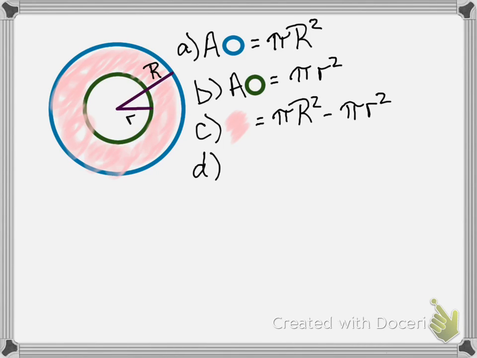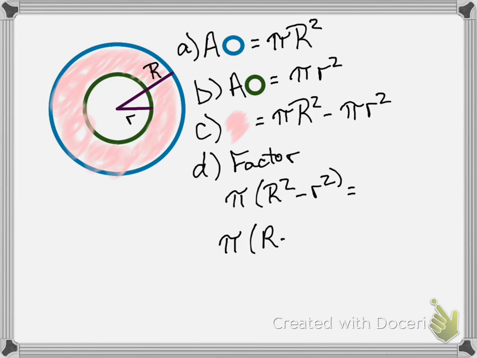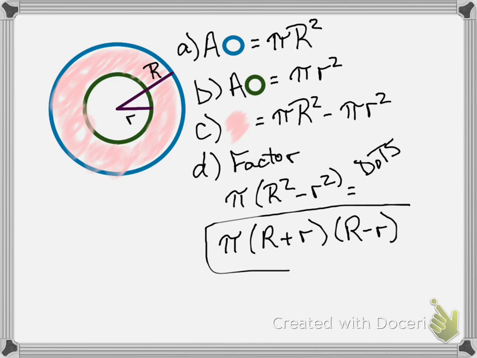And then we have to factor it. We're going to factor out our greatest common factor of pi. We get capital R squared minus little r squared. And when we factor that down, because that is a difference of 2 squares, we end up with pi times (R plus r)(R minus r).